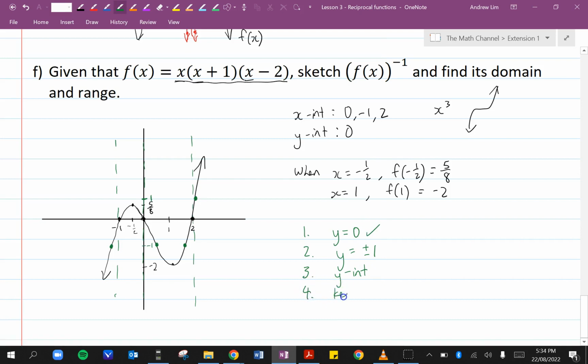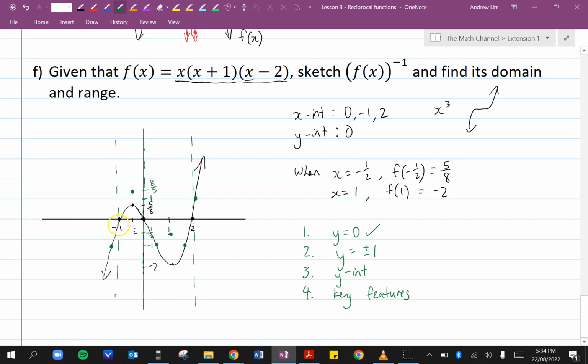Number 4, key features, being turning points. Here I'm assuming the turning point is around here. It might not be there exactly, but halfway between these two x-intercepts should be roughly there. The reciprocal of 5 over 8 is 8 over 5, which is up here, above 1. And this one here has a y value of minus 2, and the reciprocal of minus 2 is minus half. So when x is 1, it's going to be around there. And that should be enough for us to graph this reciprocal function.